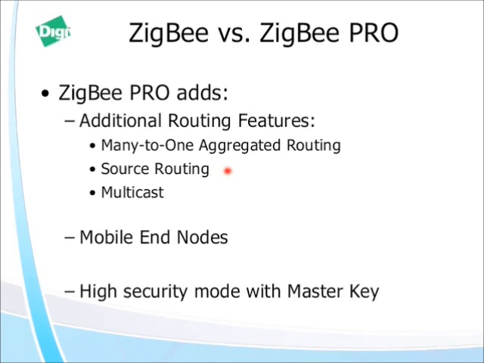Source routing is a similar concept. It allows applications to actually store the routes from node to node to node that a particular message wants to get passed along. This is a bit of an advanced feature. I won't actually cover it in detail, but you can know that our ZigBee Pro offering will support both of these features. There's also multicast support.